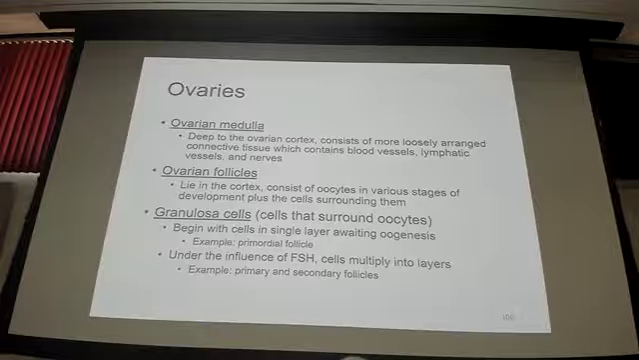The follicles are in the cortex, and the granulosa cells are things that actually surround the eggs. And we're going to go through follicular development here in just a minute. So granulosa cells are sort of stromal tissue that helps support the egg itself, the oocyte, right?